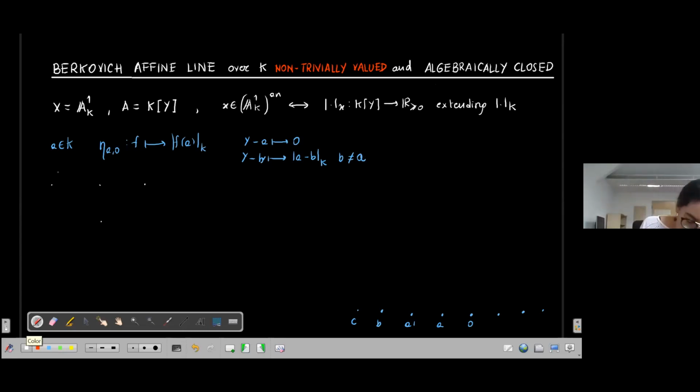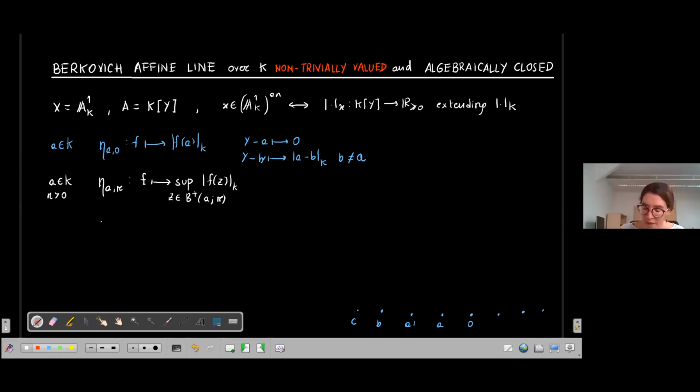So again, here we can still fix a point A in K, and a positive real number R. One way to define a semi-norm on the polynomial ring, which I will denote eta A,R, is that to any polynomial F we associate the sup of |F(Z)|, where Z varies in the ball of center A and radius R. So we let the point vary, and for each of these Z, we evaluate the polynomial, take the K norm, and then take the supremum.